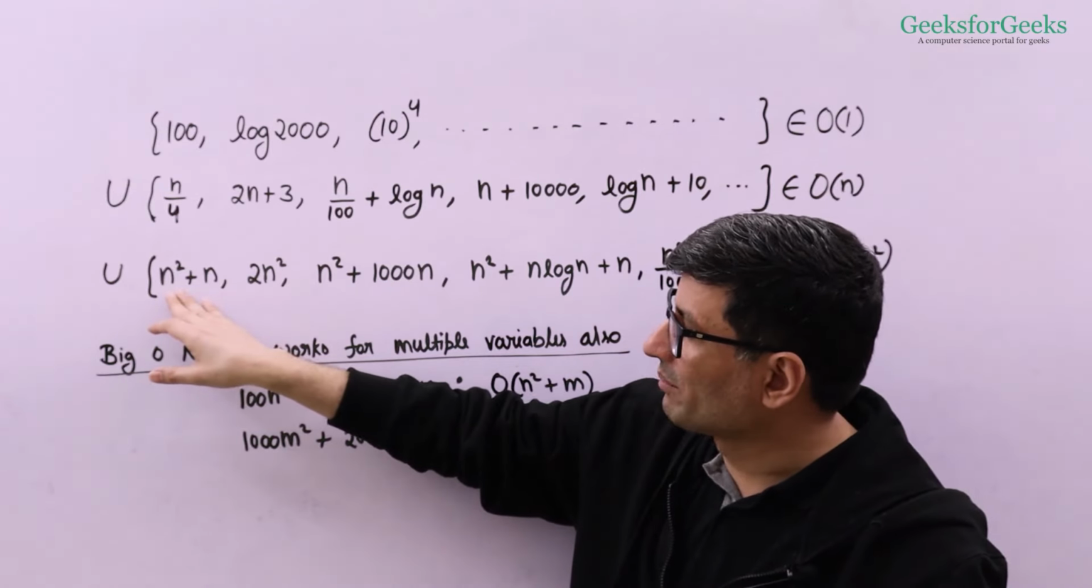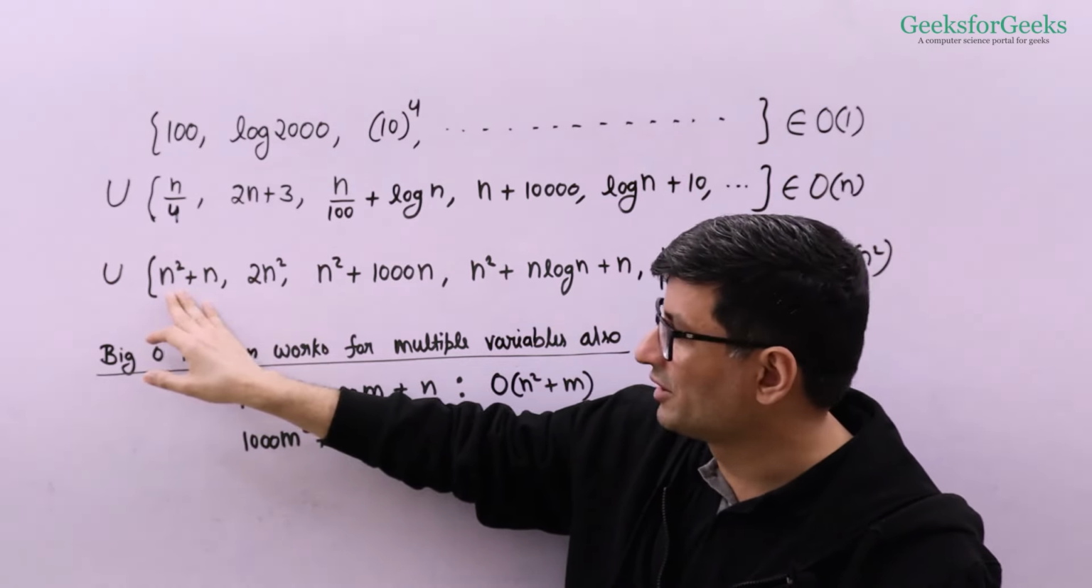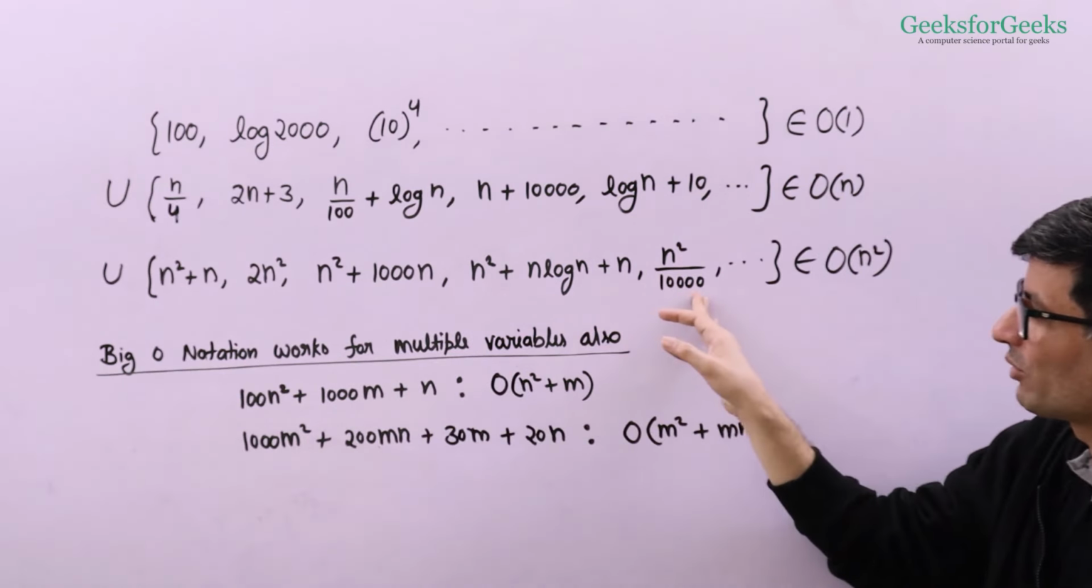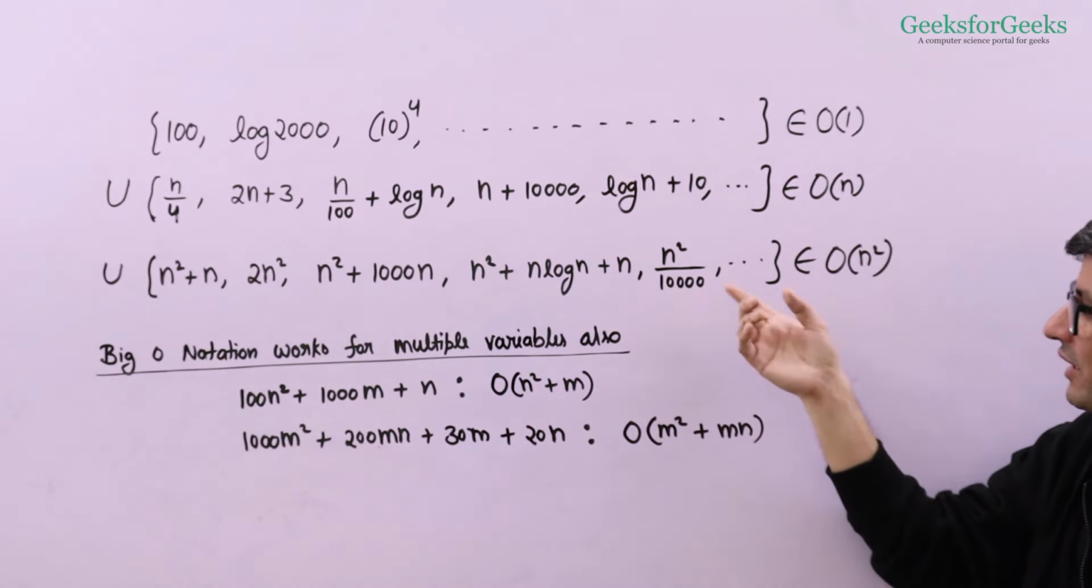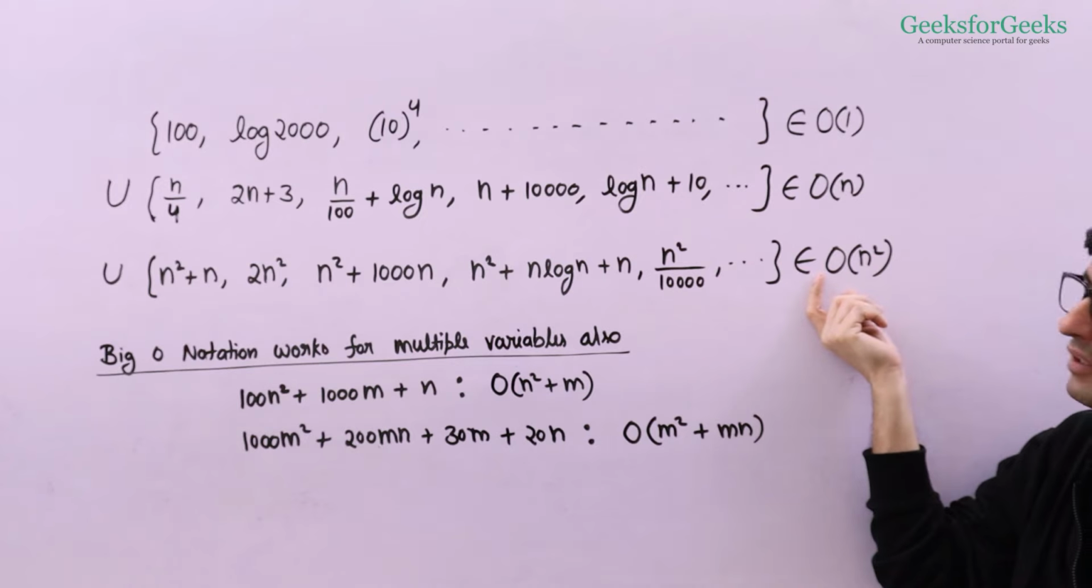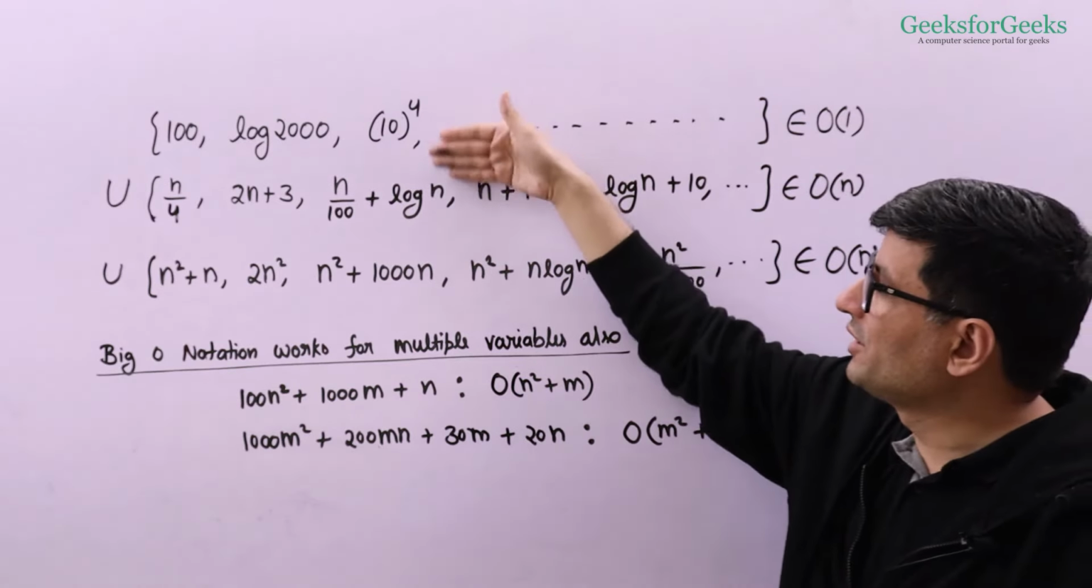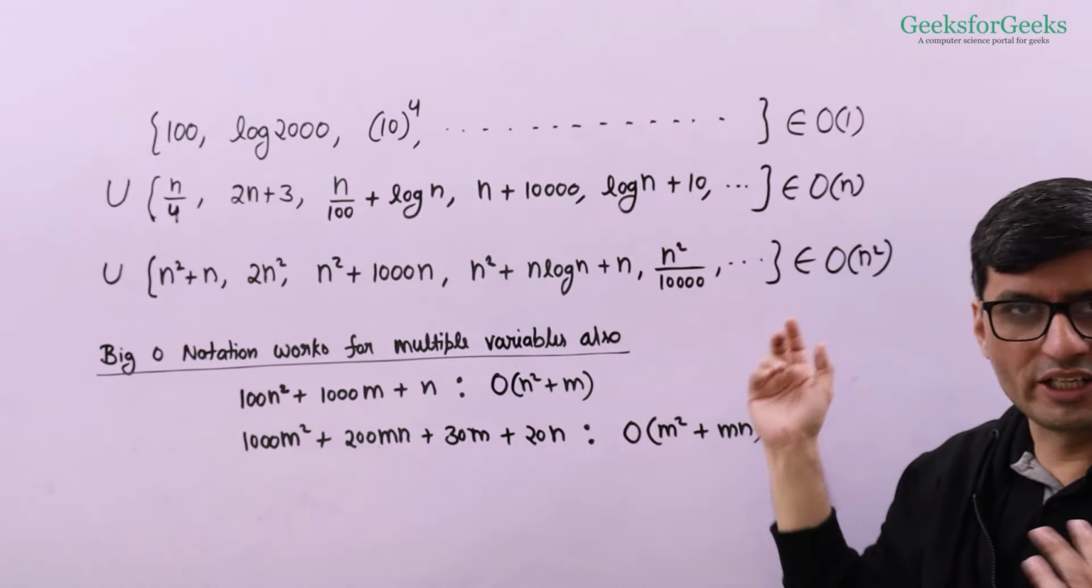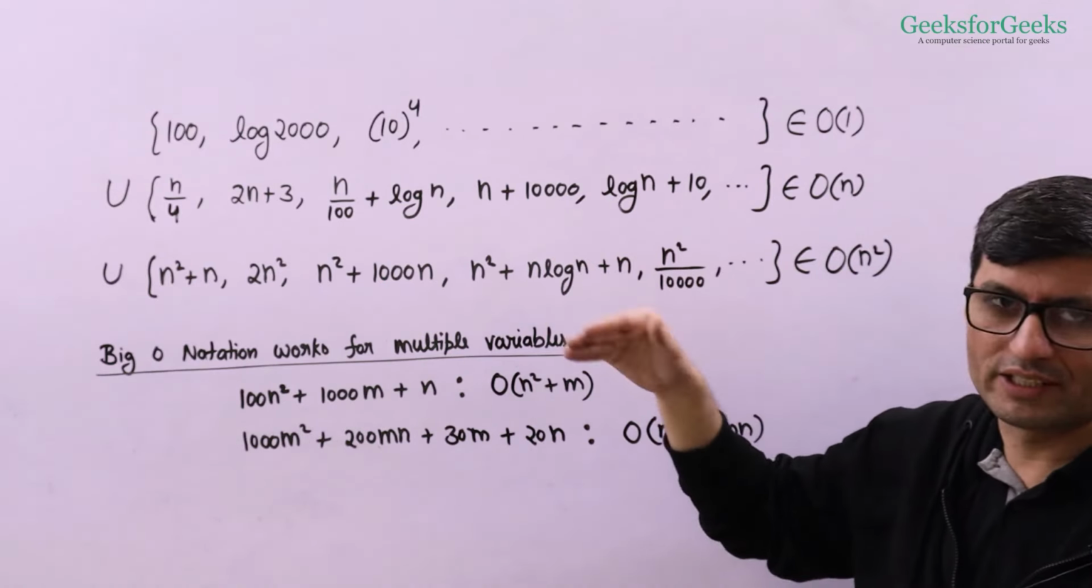So let's see this example. In this series, we have all the terms that have order of growth of n square, and we can write all of these as big O of n square. And we can write these also as big O of n square. But again, ideally, you would like to write the exact order of growth.